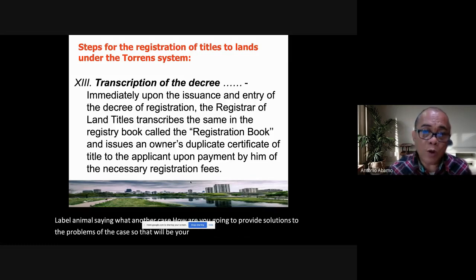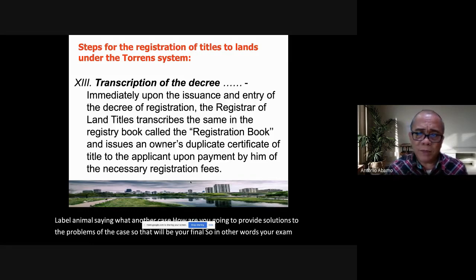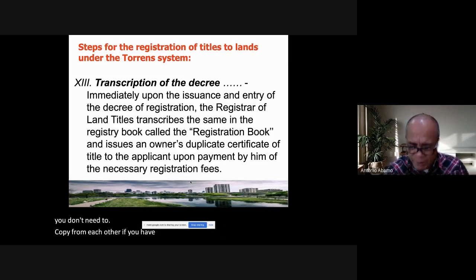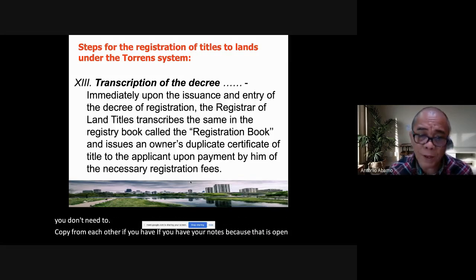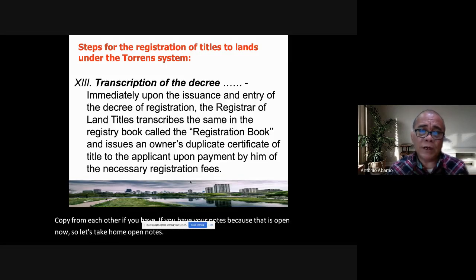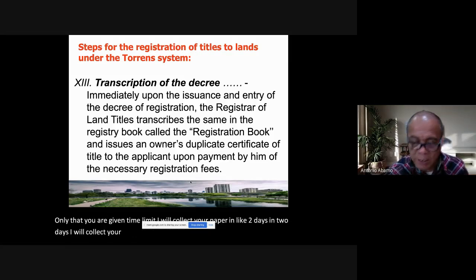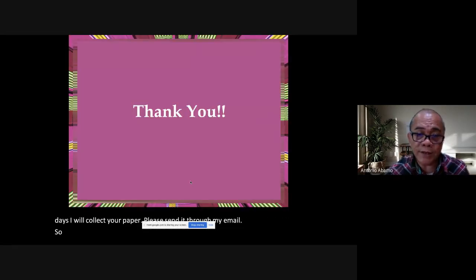So, in other words, for your exam, you don't need to copy from each other. If you have your notes, because that is open notes, it's take home, open notes. Only that you are given a time limit. I will collect your paper in 2 days. Please send it through my email. Okay? So with that note, as I said, thank you for listening and I'll schedule the exam anytime next week.